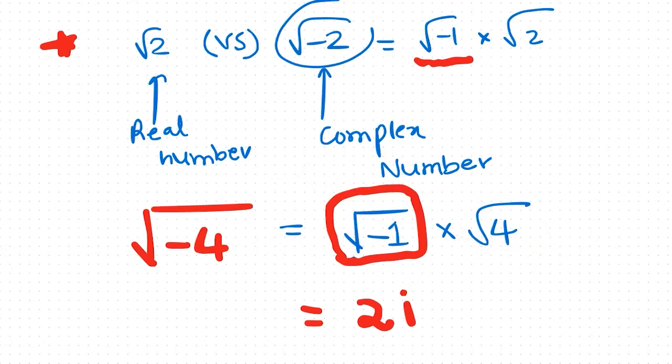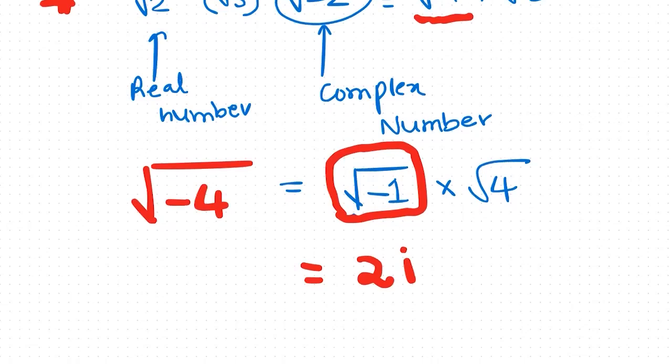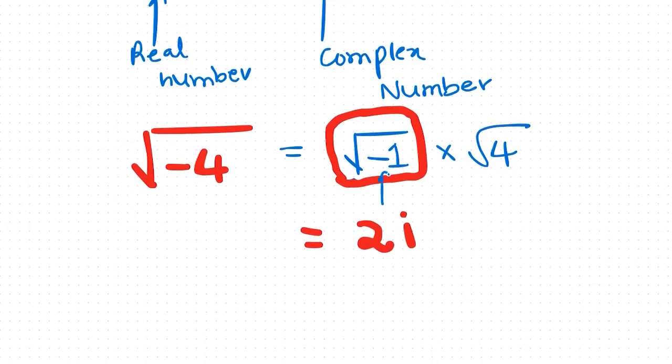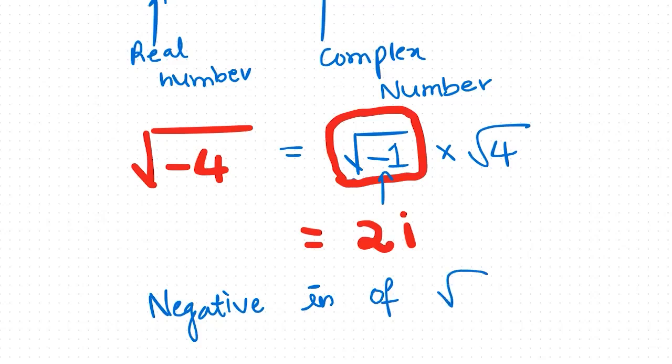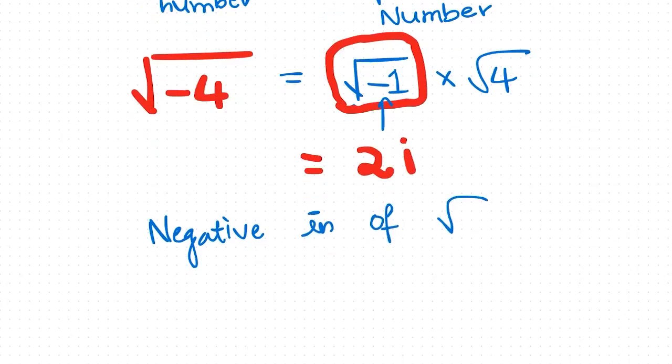So that is what it means. Iota means root of minus 1, so iota square means minus 1. Whenever you see a negative inside the square root, it's an assurance that it is not a real number. It's a complex number or imaginary number.